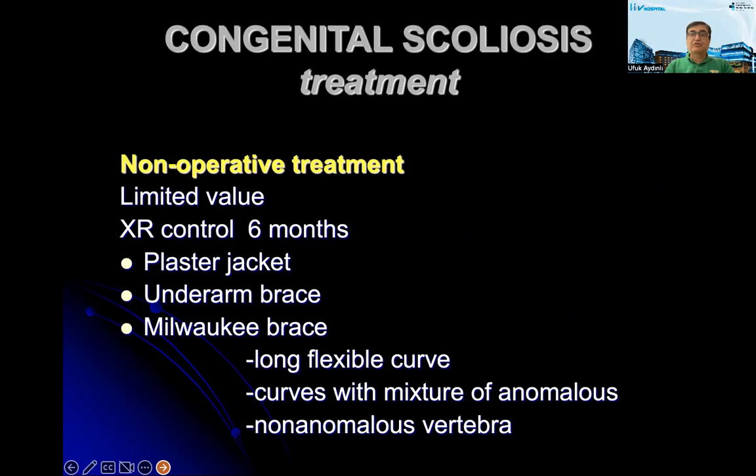When we come to the treatment, what is the value of non-operative treatment? Most of the time, maybe more than 70, 75, 80%, it is of very limited value. We sometimes use a plaster jacket, underarm brace, or Milwaukee brace, just to control not always the primary curve, but the secondary flexible curves.